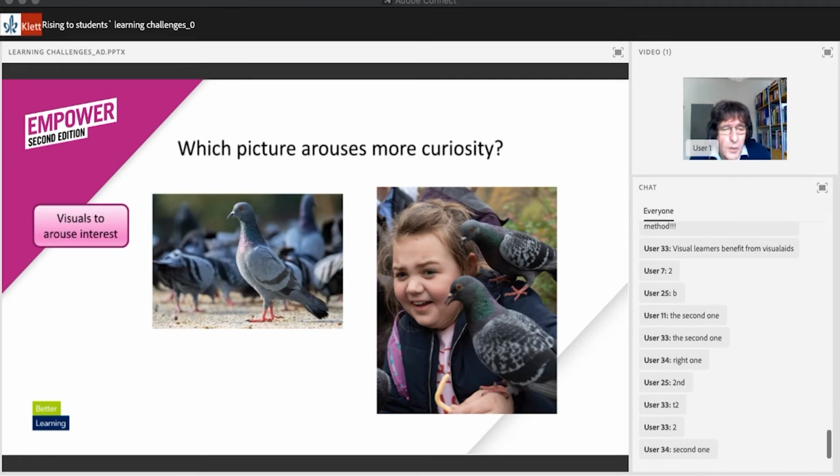What about these two? This picture may be interesting if you're keen on pigeons, but this picture, I think, is more interesting anyway. Again, because there's a kind of story behind it. There are things to look at and wonder about, aren't there?